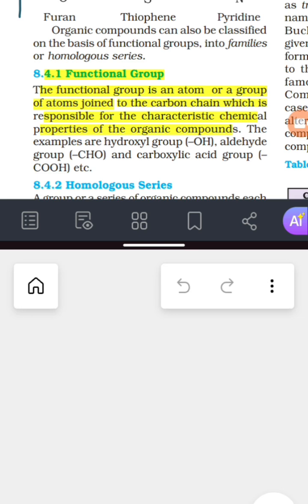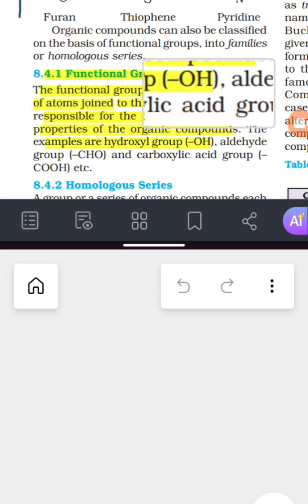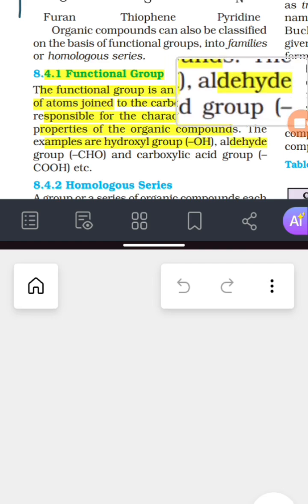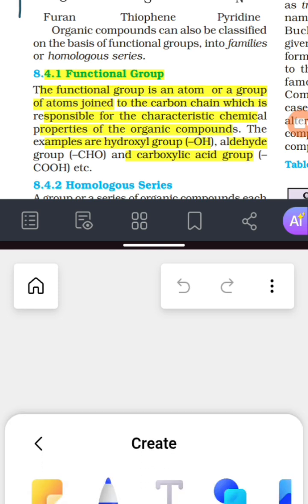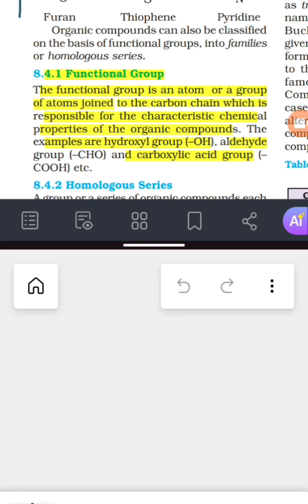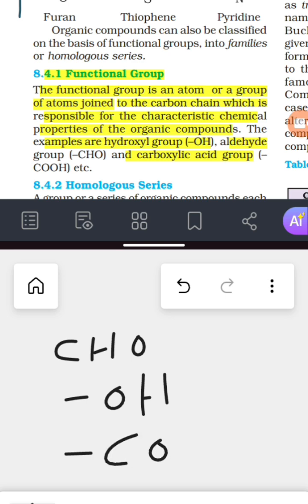Here he has mentioned examples of hydroxyl group, aldehyde group, or carboxylic acid group. So these are the functional groups which are characteristic of the particular compound. This is aldehyde group, this is OH group, that means alcohol group, and this is COOH group.